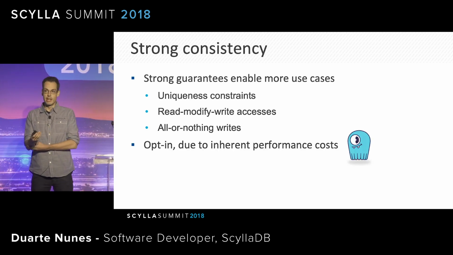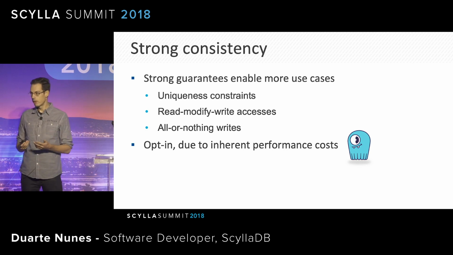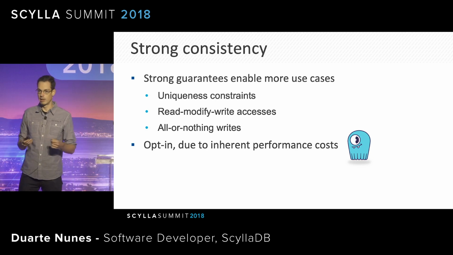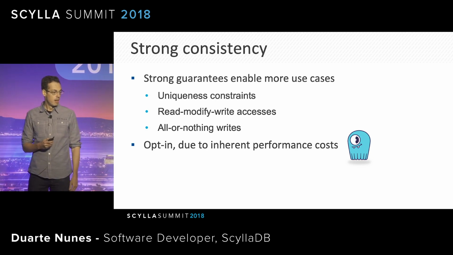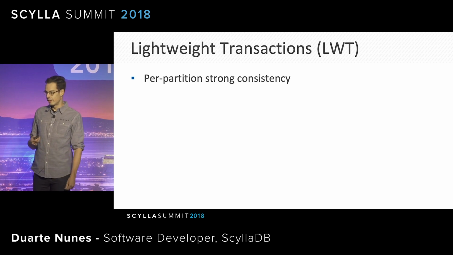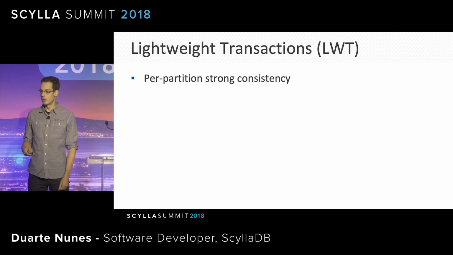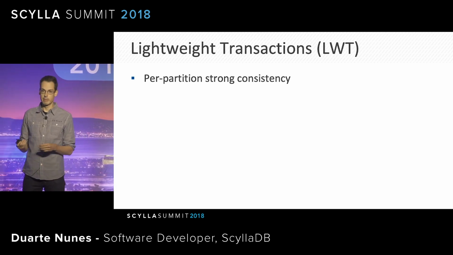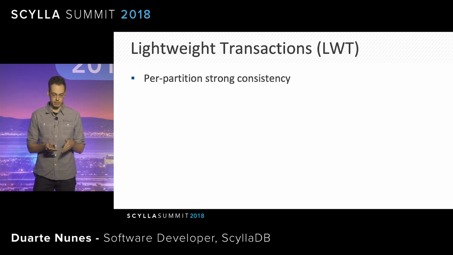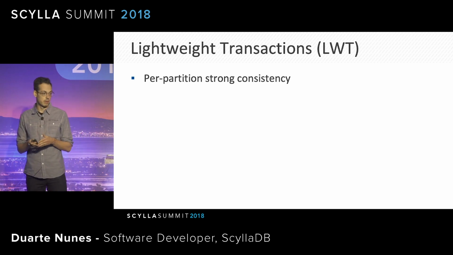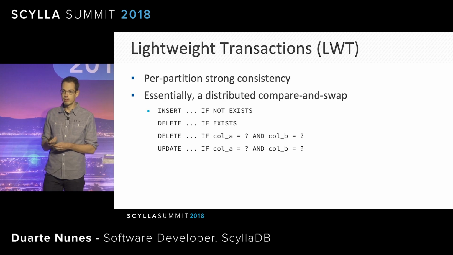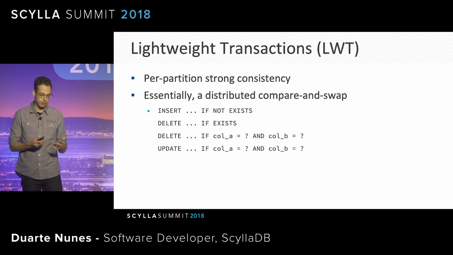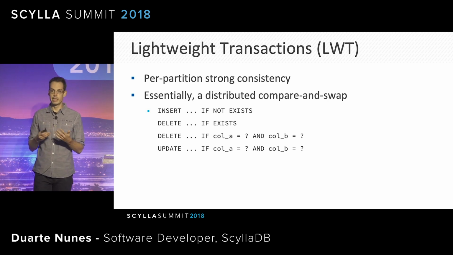These use cases require coordination between replicas, and they have an inherent performance cost. So we want it to be opt-in, and we don't want to be making everything strongly consistent in Scylla. The main motivation, however, is compatibility with Cassandra, which already has a strongly consistent feature called lightweight transactions. Lightweight transactions apply within the context of a partition, so they allow you to have linearizable updates within a partition. They are exposed to the user as a distributed compare-and-set. There is CQL syntax that allows you to apply a modification only if a set of requirements are met.